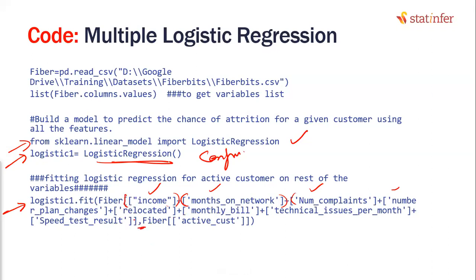The list is done here. Check this out: within the list there is a plus sign, everything is given, all the X variables. And then the final one is the target variable, active cast. So you have X1, X2, X3 and so on, and finally the target variable.